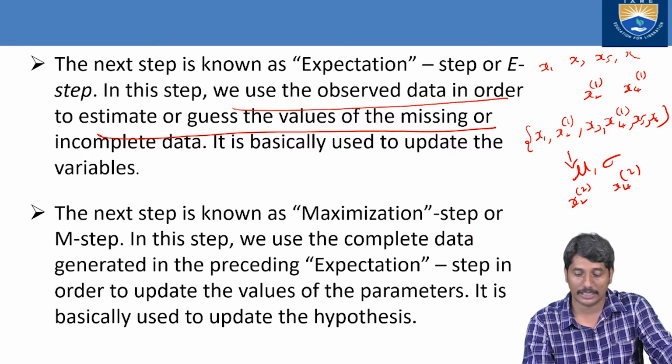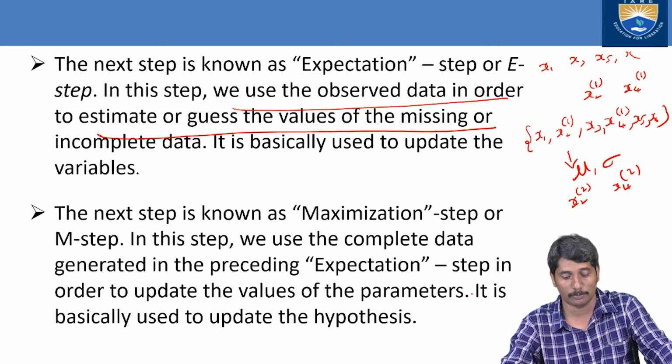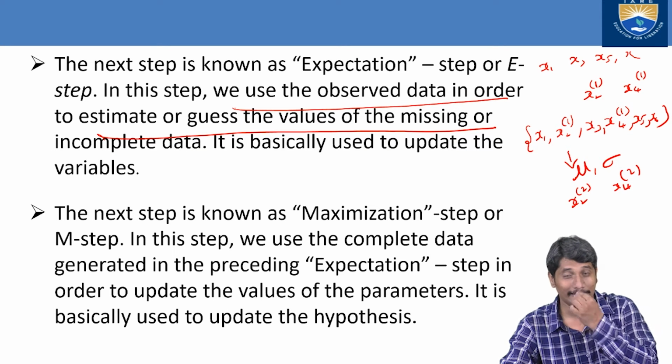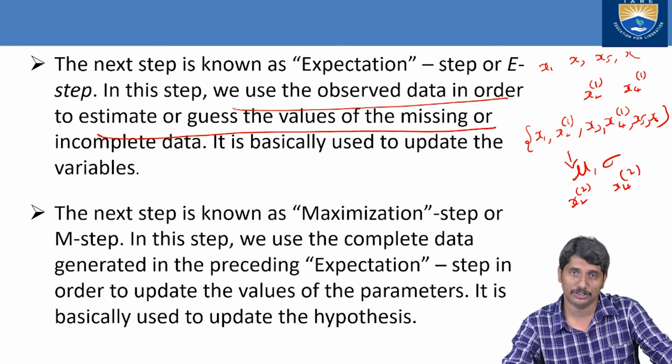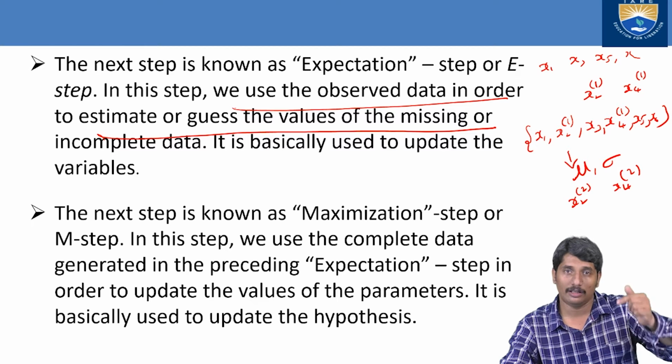The next step is known as the maximization step. In this step, we use the complete data generated in the preceding expectation step to update the values of the parameters. It is basically used to update the hypothesis. Hypothesis means a statement written about mu and sigma. That means improving mu and sigma. So E is improving x2 and x4. M is meant for improving mu and sigma. Expectation is for expecting the missing features x2, x4. Maximization is for improving accordingly the parameters used in the formula, that is mu and sigma.